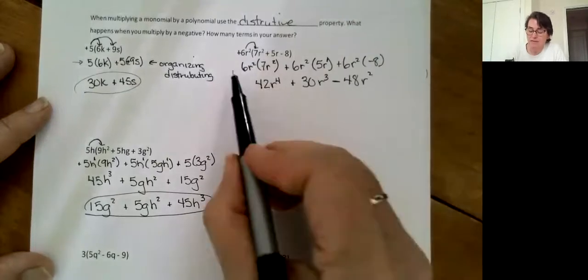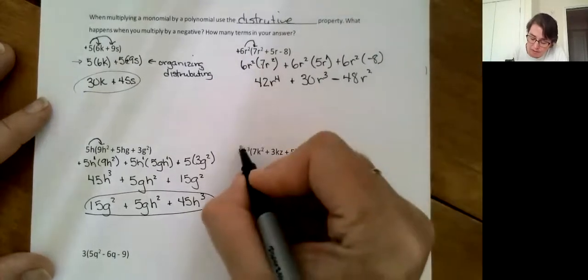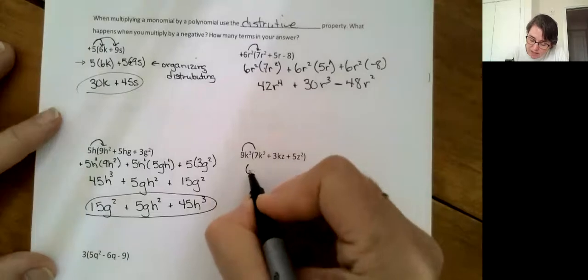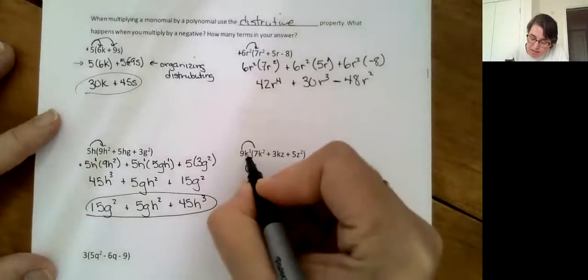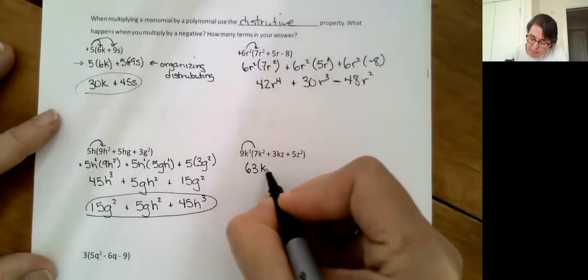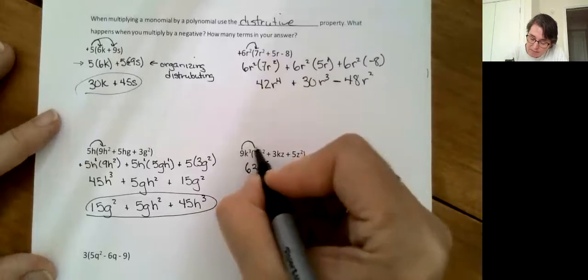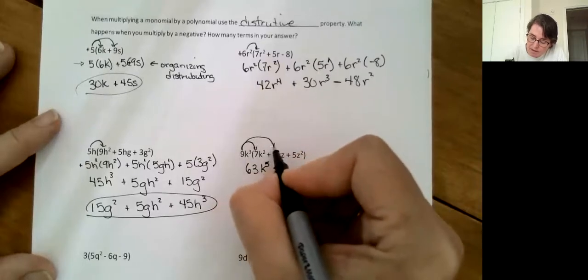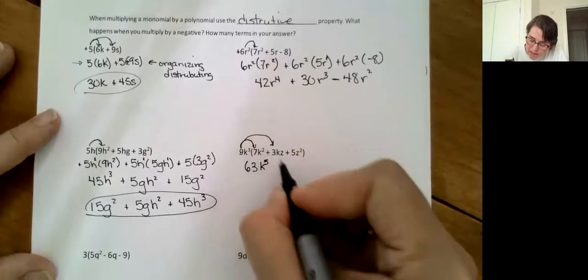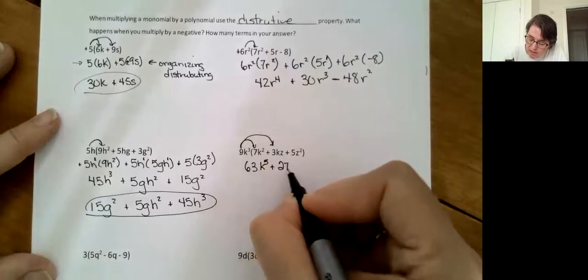All right, enough of this stuff. I'm going to do it like I normally do. 9 times 7 is 63. K cubed times K squared, I'm going to add my exponents and get K to the 5th out of that. 9 times 3, so plus 27.